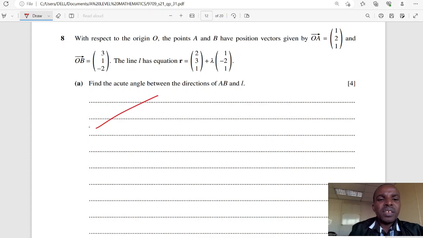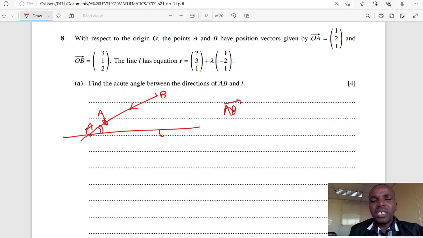So you have AB, and you can have my line, maybe L. A can be somewhere here, then B can be somewhere. So on the acute angle between AB and L, to find the direction AB, direction AB equals OB minus OA. It's just B minus A. What is my OB? It is (3, 1, -2), minus OA which is (1, 2, 1).